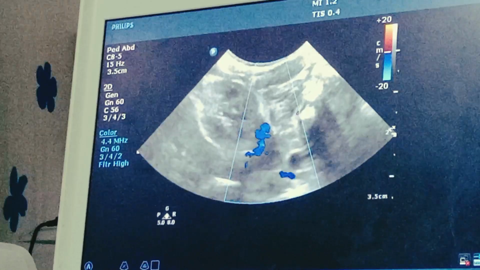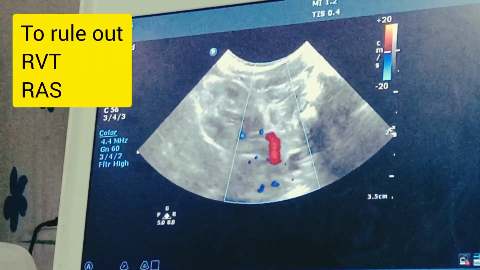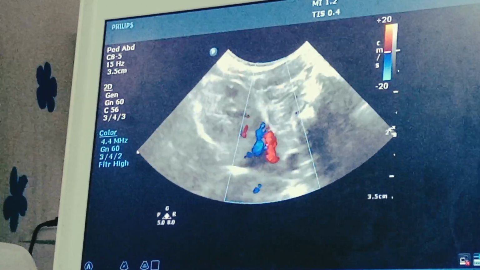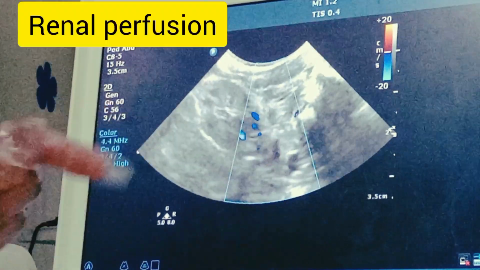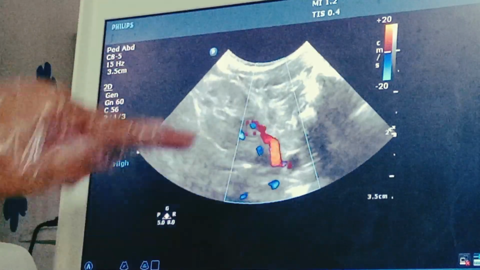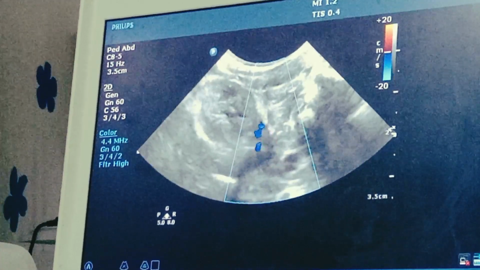This is very important to know, especially when there is renal artery stenosis or something like that, or if you want to compare the aortic flow versus the renal flow. So you can see the kidney and how the renal artery is entering the kidney and the renal vein coming out of it. Are you clear about that? This is what we should know.